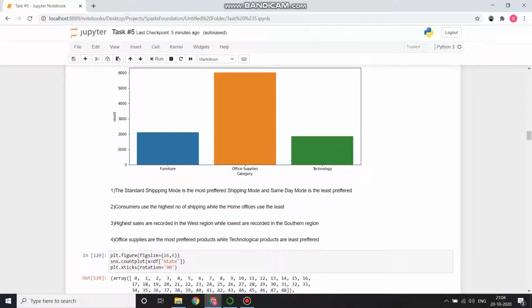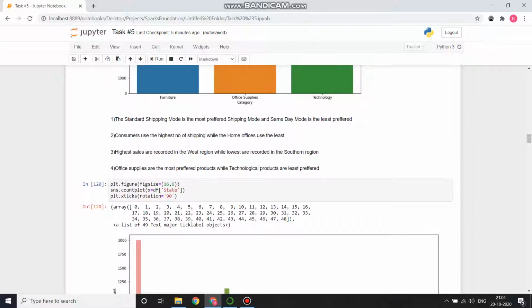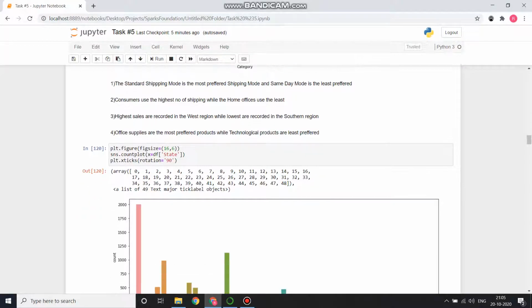Here are the conclusions. The standard shipping mode is the most preferred shipping mode, and same day mode is the least preferred. Consumers use the highest number of shipping while the home offices use the least. Highest sales are recorded in the west region while lowest are recorded in the southern region. Office supplies are the most preferred products while technological products are least preferred.